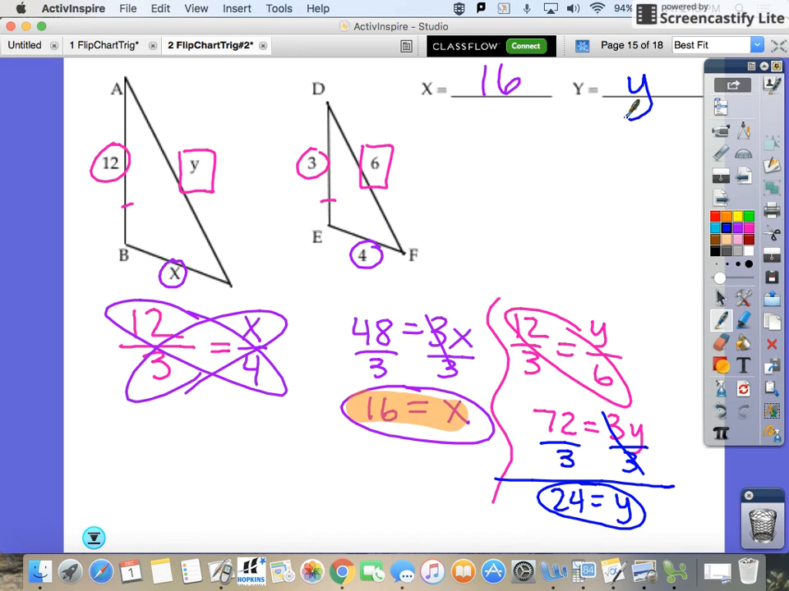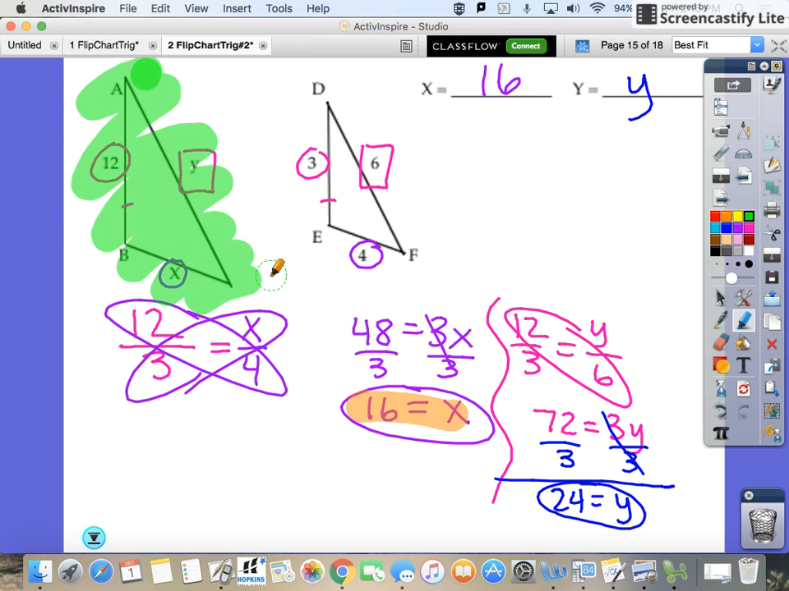Again, what I'm saying is this shape is 4 times the size of this, because 3 times 4 is 12, and 4 times 4 is 16, and so on. Oops. Sorry, I meant to write 24.